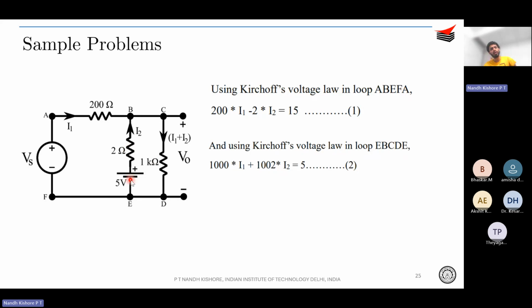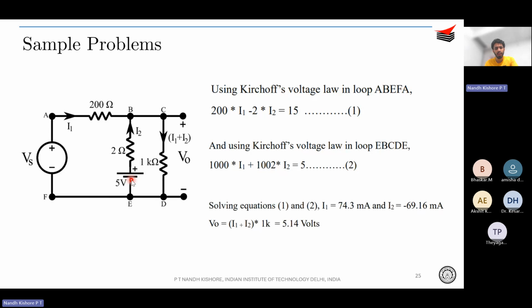Okay, so now you understand that you have two equations, a set of two linear equations with two unknowns. You can just solve them and you get what I1 and I2 are. Once you get I1 and I2, you know that V0 is equal to the load resistance into I1 plus I2, and it turns out to be 5.14 volts. Okay, so this is again a pretty simple problem.